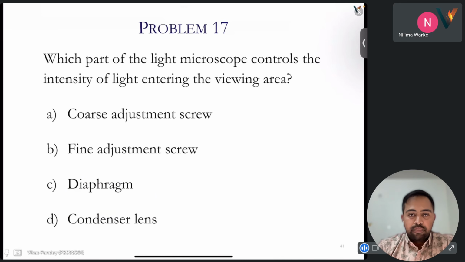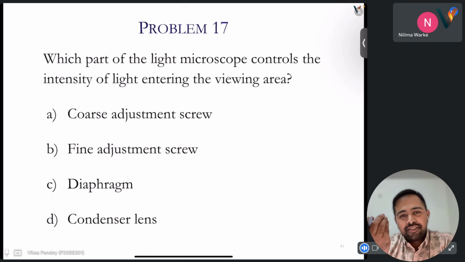Which part of the light microscope, meaning the simple one, controls the intensity of light entering the viewing area: coarse adjustment screw, fine adjustment screw, diaphragm, or condenser lens? Just now we discussed the condenser lens, that concentrates, for the compound microscope. Here it is saying we have to control the intensity.